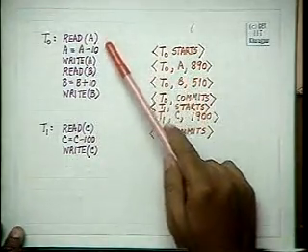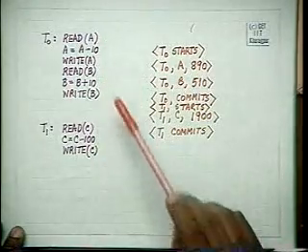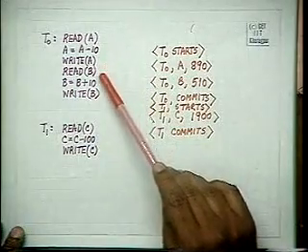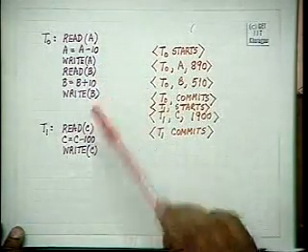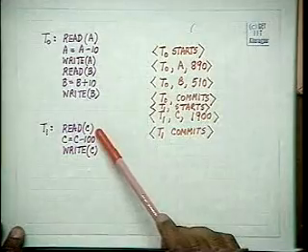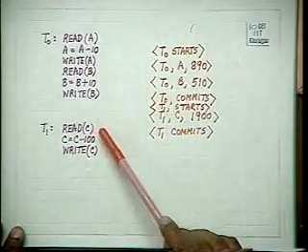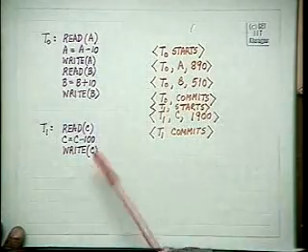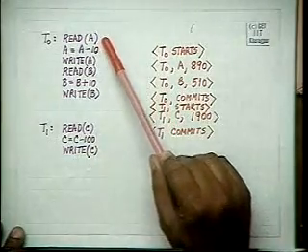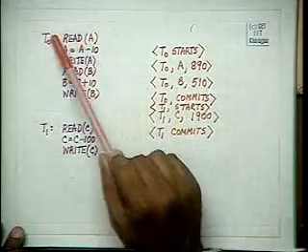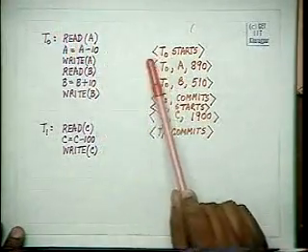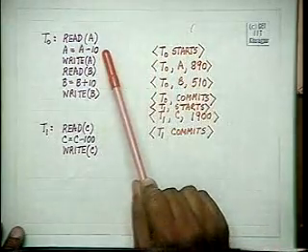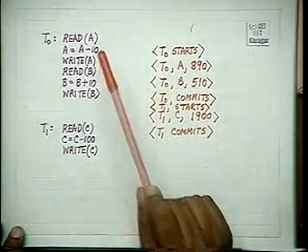For example, we were discussing these two simple transactions: T0, read A, A is assigned A minus 10, write A, read B, B is assigned B plus 10, and write B. And a transaction T1, which was read C, C is assigned C minus 100, and write C. Before read A is executed, <T0 starts> will be written into the log. Then A assigned A minus 10, nothing will happen.